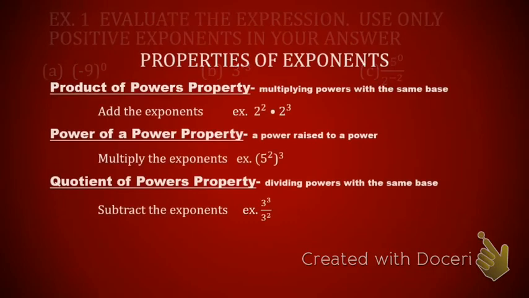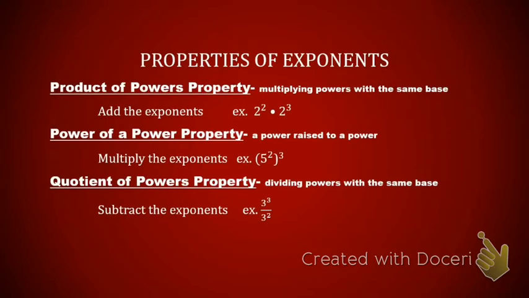Now that brings us to our next 3 rules. All right, we have the product of powers property, we have the power of a power property, and we have the quotient of powers property. So let's start by looking at the product of powers. This is when you are multiplying powers with the same base. So this is important. You're multiplying 2 powers, and those 2 powers have the exact same base.